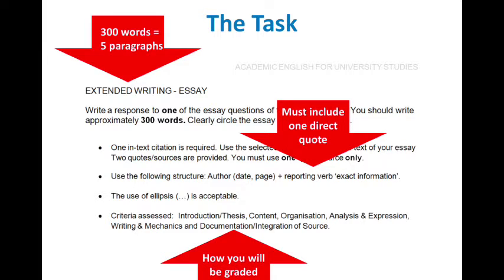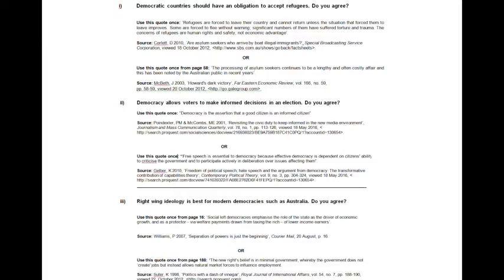If you look at the criteria assessed, introduction, thesis, content, organisation, analysis and expression, writing and mechanics and documentation and integration of source, says that we want to see your writing, not somebody else's. So a long direct quote is not advisable. Use the ellipsis. This is what the essay question will look like. You have 3 essay questions, and underneath there are 2 direct quotes. Now these direct quotes, one will agree with the essay question and one will disagree. You are to choose one.